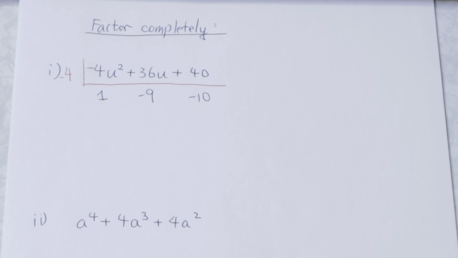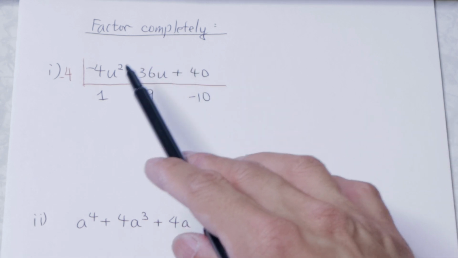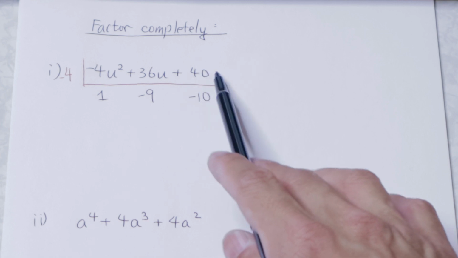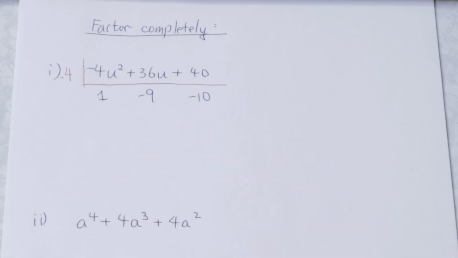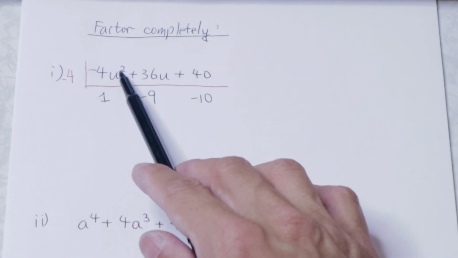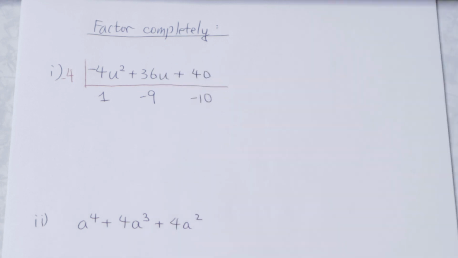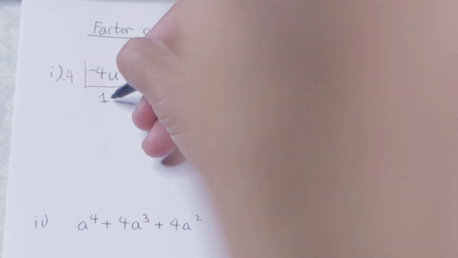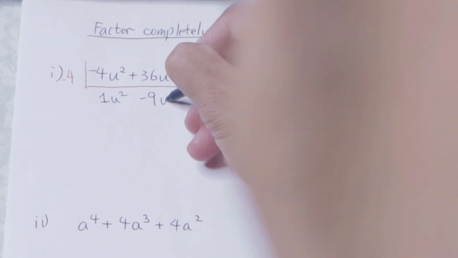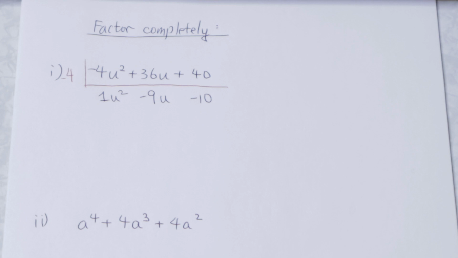And you also have to check, is there any common variable from the three terms? I see that the first term has u squared, the second term has just u to the 1st power, and the last term does not have any u. So therefore, I cannot take out any letters from the terms. So I'm going to just leave u squared as u squared, and just u for the second term.